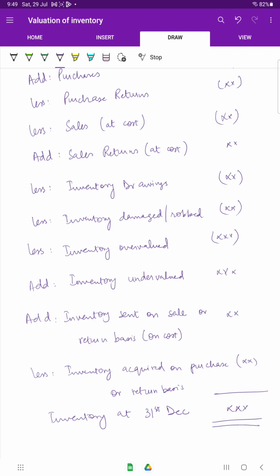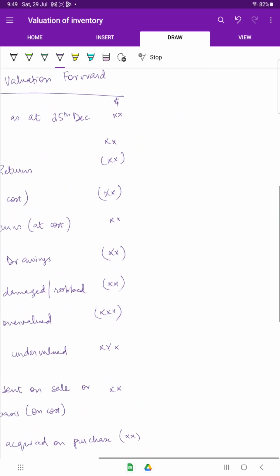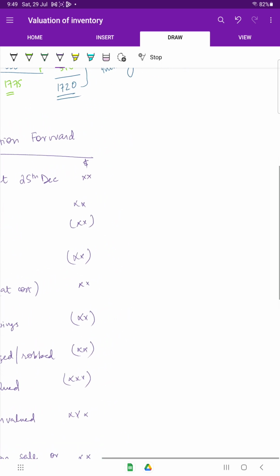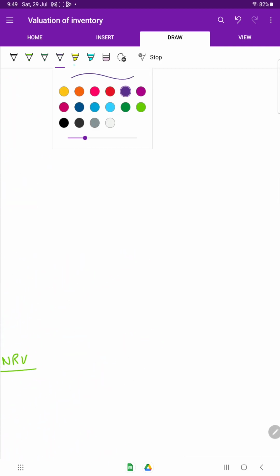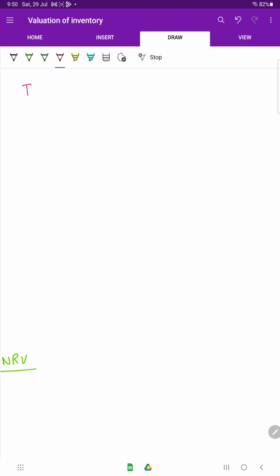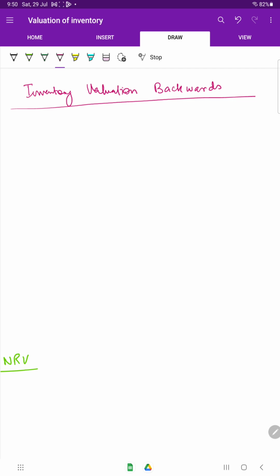Okay, so let's begin with inventory valuation backwards. What is the scenario? You have to calculate the value of inventory on 31st, but your accounting year is over, and now you are calculating it on 10th of Jan. So you'll go in the reverse cycle. You'll subtract your purchases, you will add your purchase return, and that's how it goes. Let me write it for you. Please copy it with me so that you can save your time.